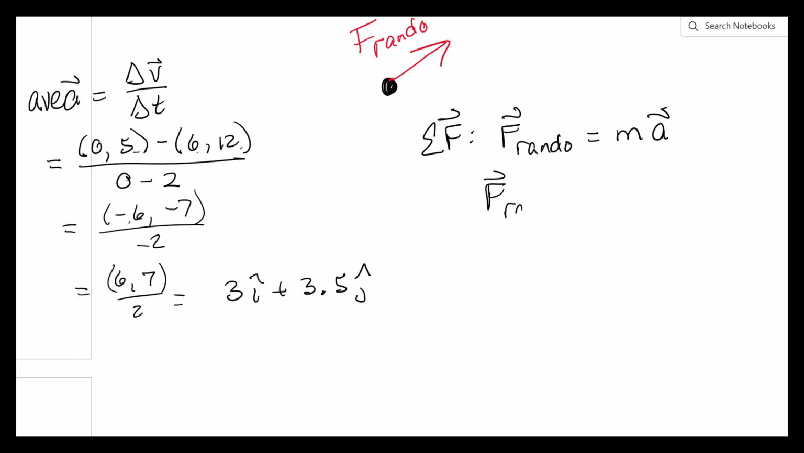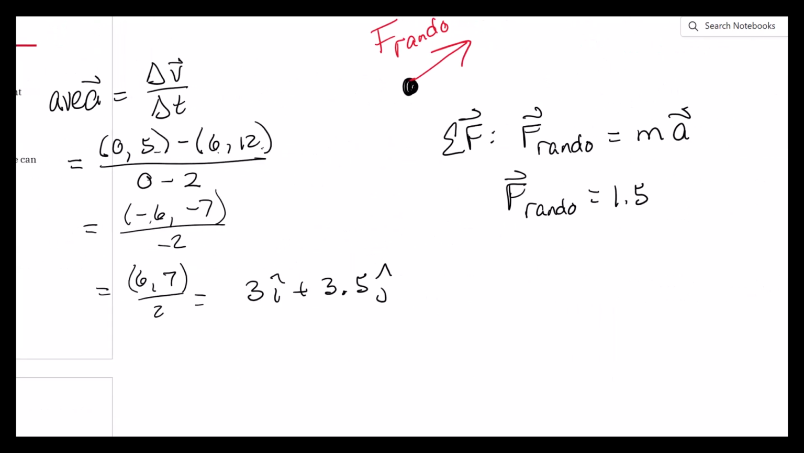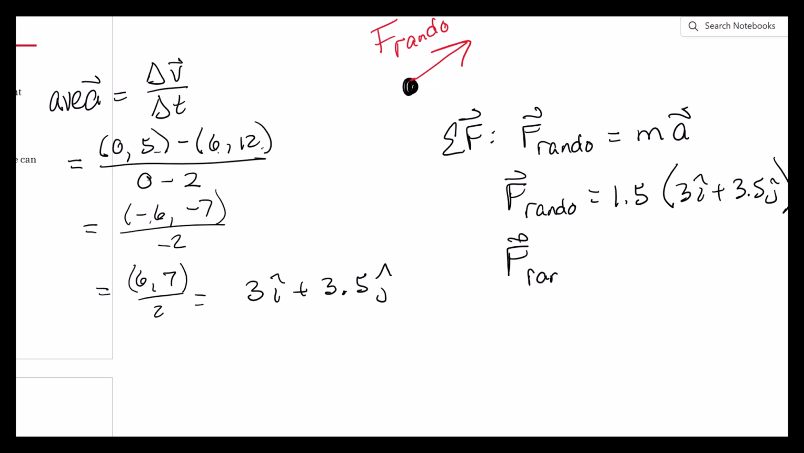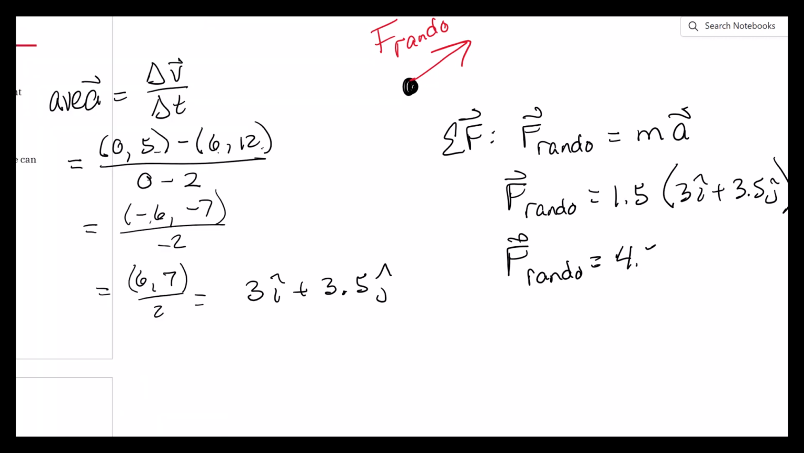So F rando is mass, which is 1.5, times acceleration, and this is where I mess up, what is 3 times 1.5? 4.5. And what is 1.5 times 3.5? 5.25. Okay, so the rando force is 4.5 and 5.25. And that's, I think, all there is.